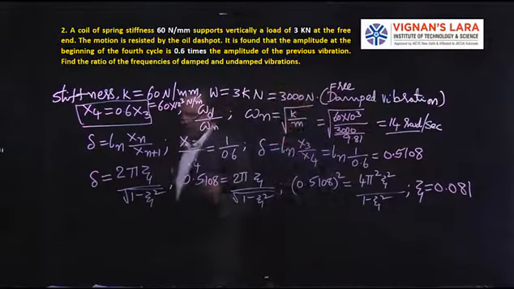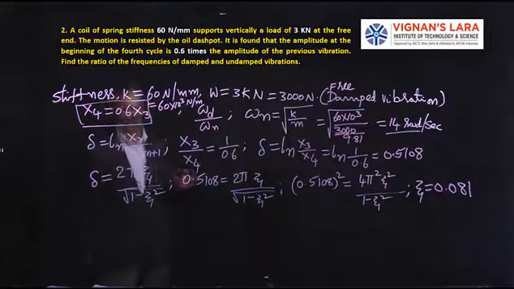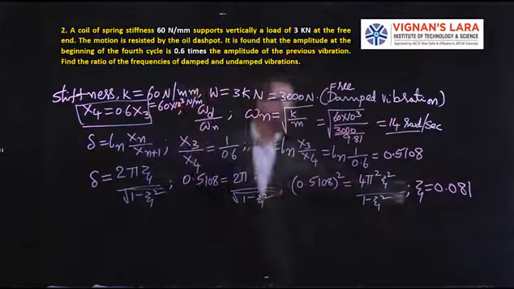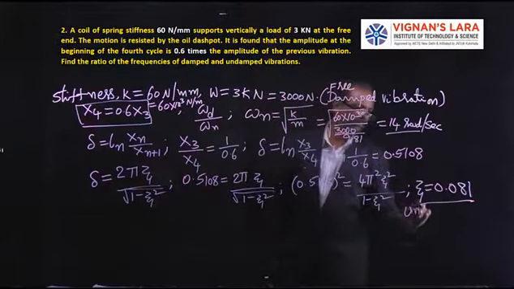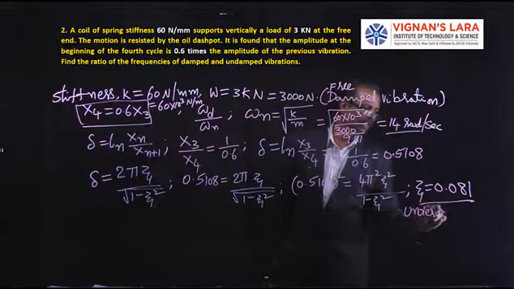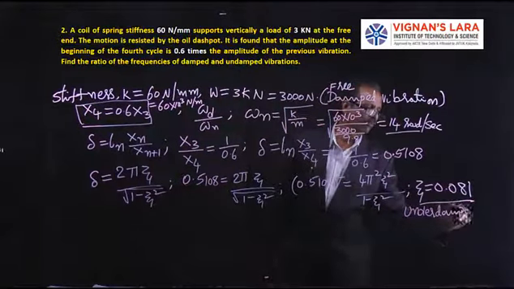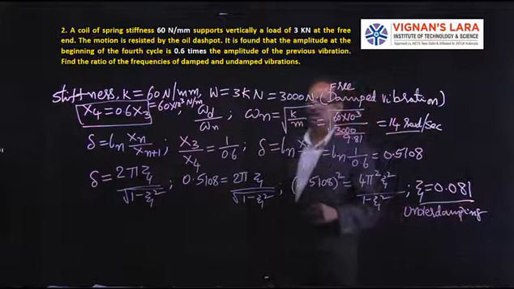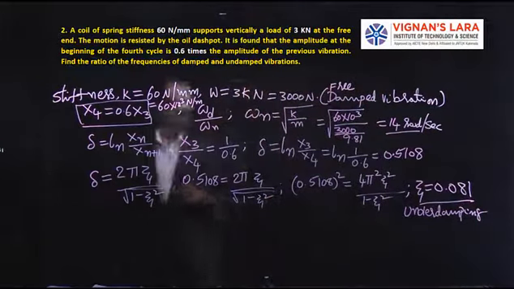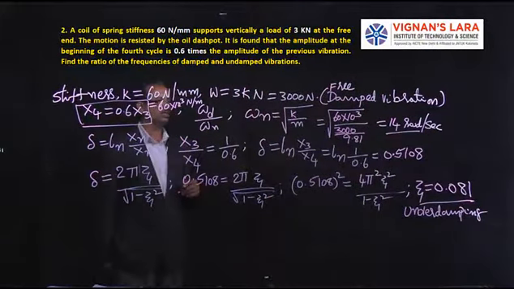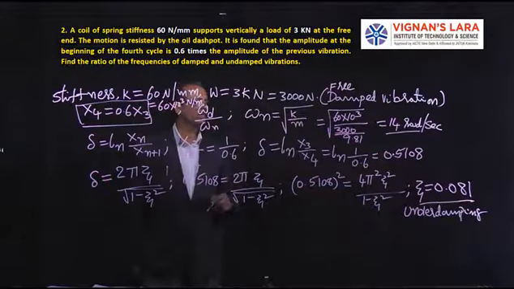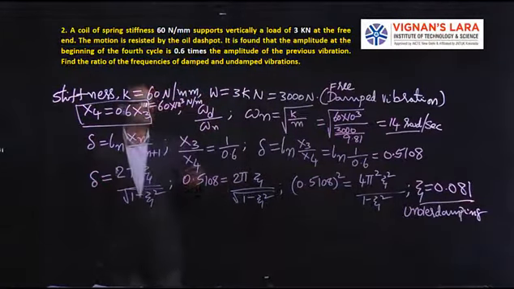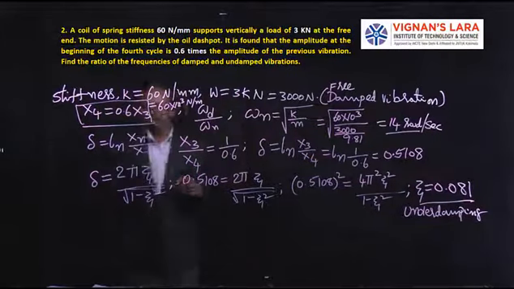Zeta value is obtained as 0.081. So what type of damping is it if zeta is 0.081? This is an under damping case. Yesterday we discussed the three cases: zeta less than 1, zeta equal to 1, and zeta greater than 1. You can see here the zeta value is less than 1, which is an under damping case.